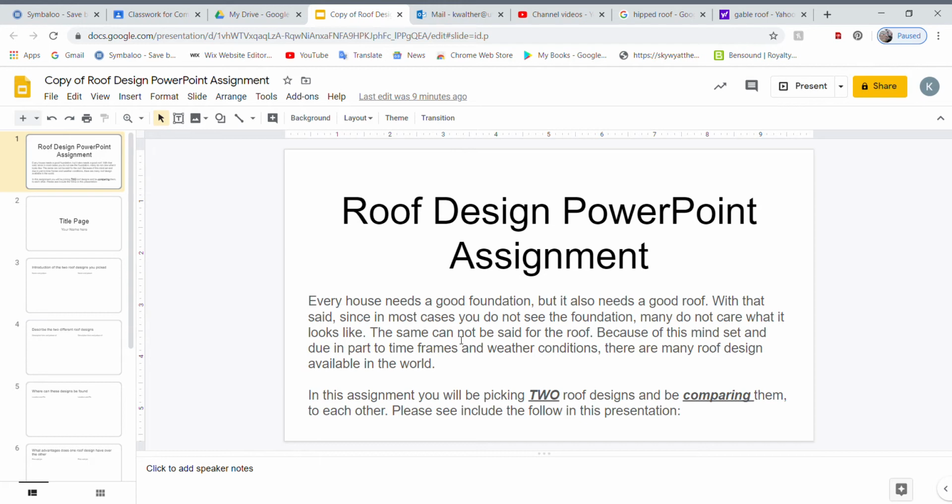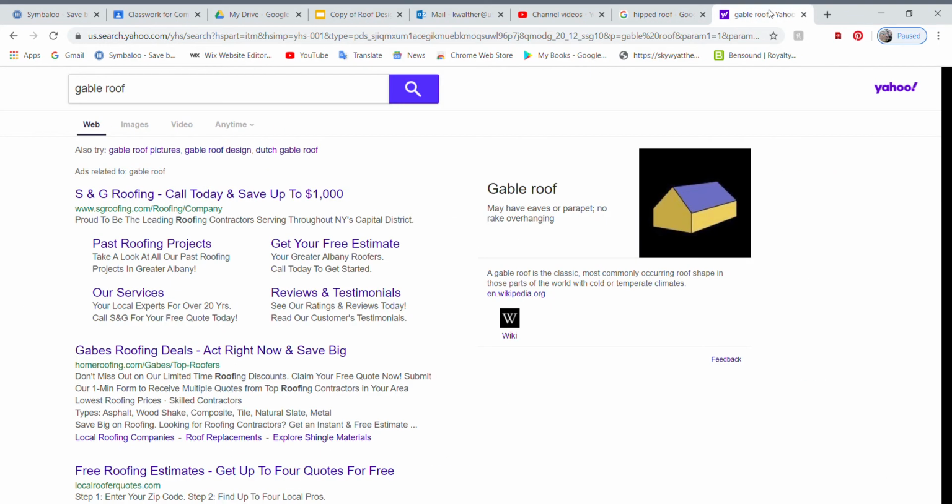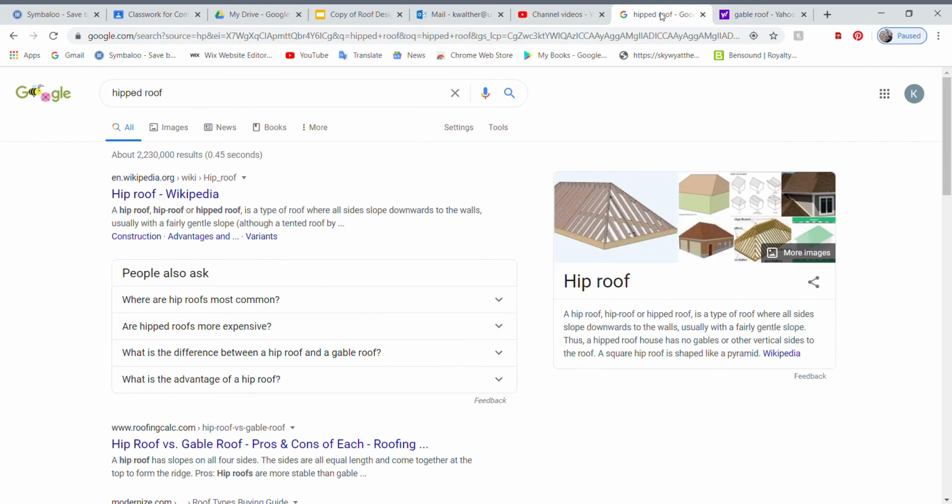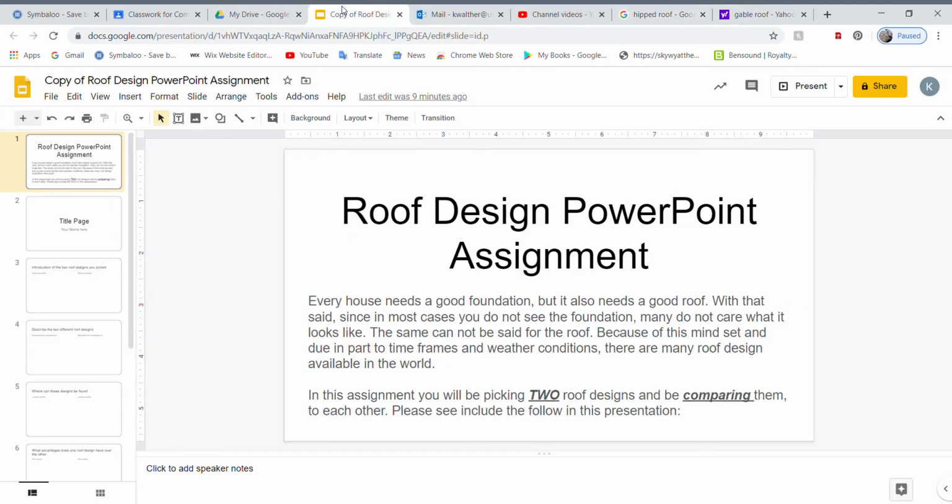Because of this mindset, and due in part to time frames and weather conditions, there are many roof designs available in the world. In this assignment, you will pick 2 roof designs and compare them to each other. Please see the information included in the following presentation. All right, so right off, you have to pick 2 roof designs. Now, I picked the hip roof and the gable roof. Those are the 2 I'm going to be talking about.